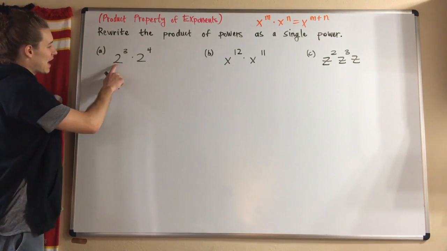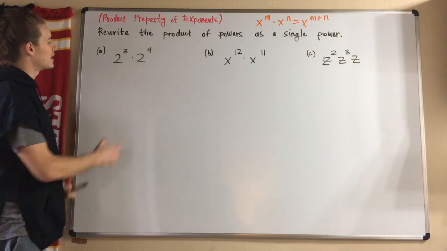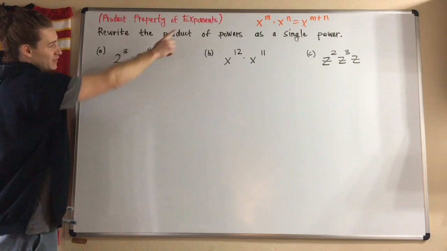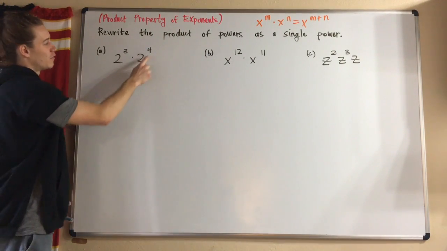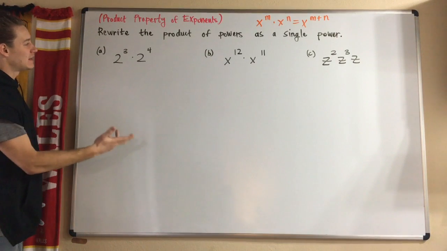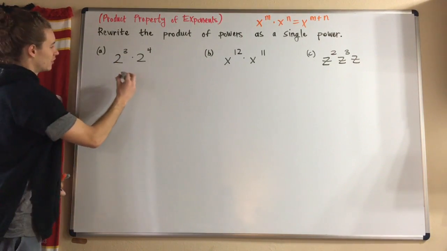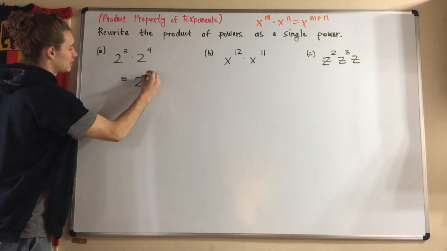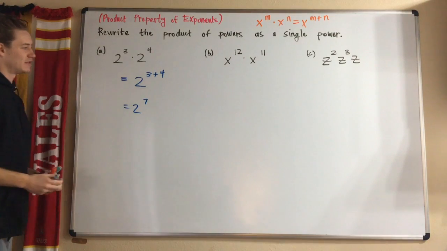Well, notice that x is the base here. This is like the x in our formula in the top right. And this 3 is like the m, this 4 is like the n. So what we know is that if we have the third power of 2 times the fourth power of 2, we can rewrite this as 2 to the power of the sum of 3 and 4. Or in other words, we can write this as 2 to the 3 plus 4, or 2 to the 7.